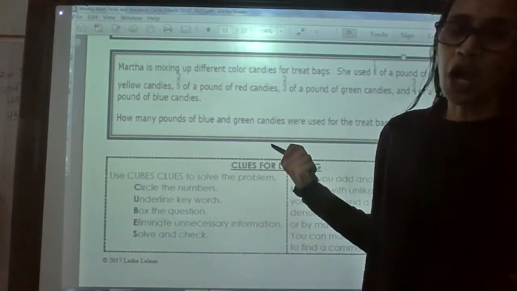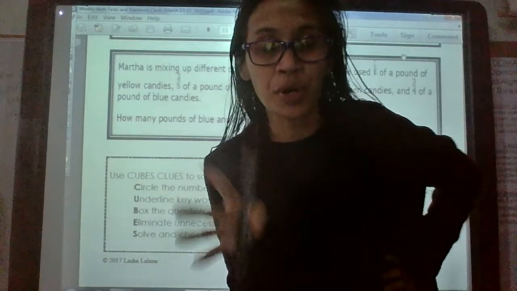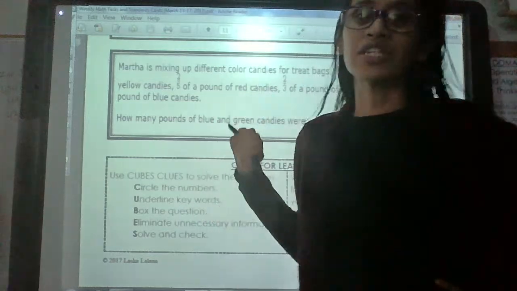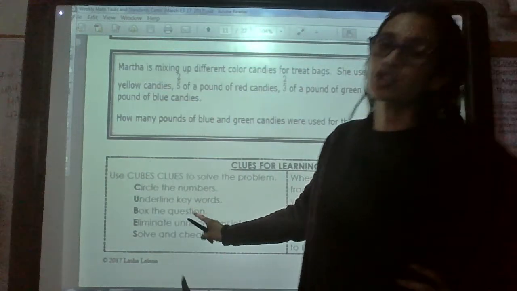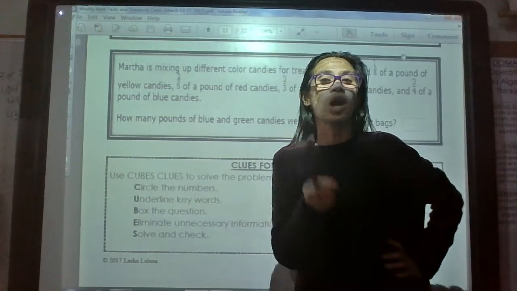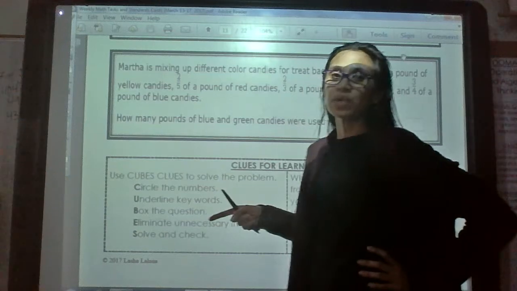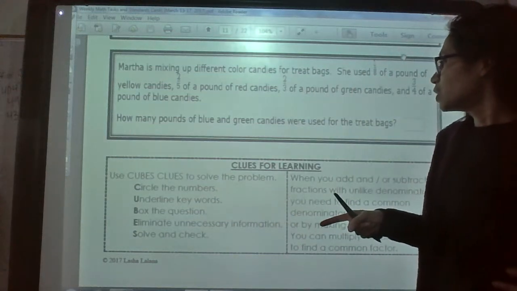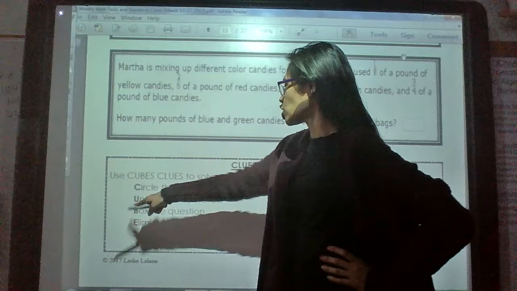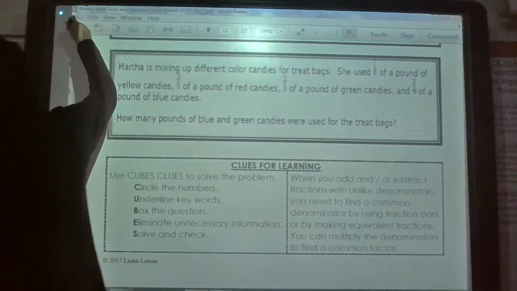To solve this problem, not the sugar problem, the word problem, we can use our cubes clue. So remember, always use that when you are solving word problems. First thing we need to do is what? The C clue. Circle the numbers. So go ahead and circle the numbers.